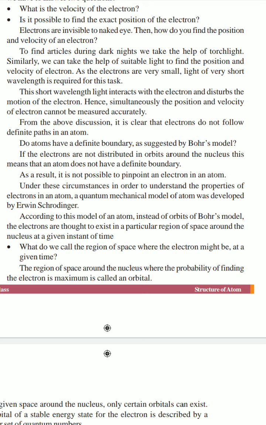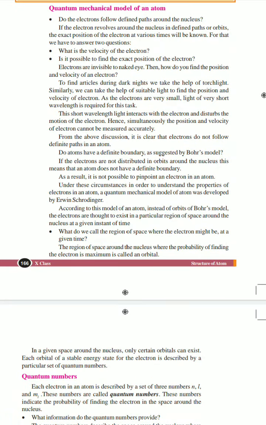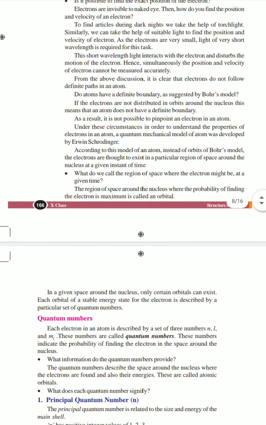So finally, the space around the nucleus is called an orbital. In this particular orbital only, the electron will always rotate around the nucleus in the atom. In a given space around the nucleus, only certain orbitals can exist. Each orbital of a stable energy state for the electron is described by a particular set of quantum numbers.